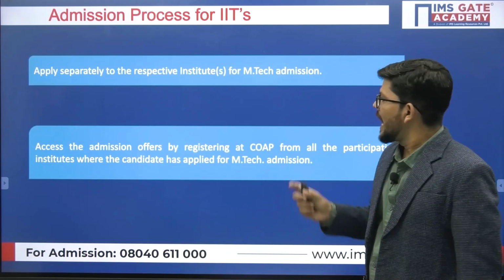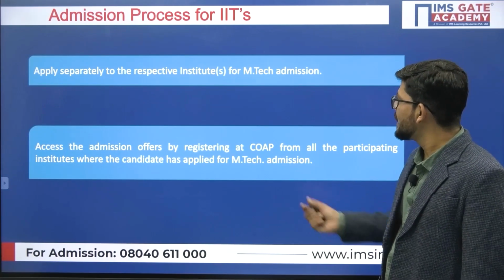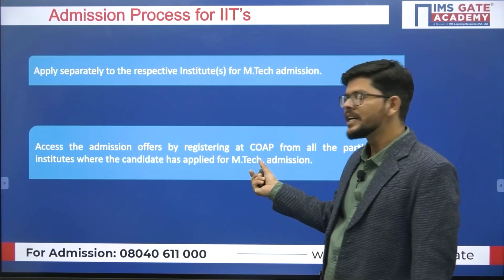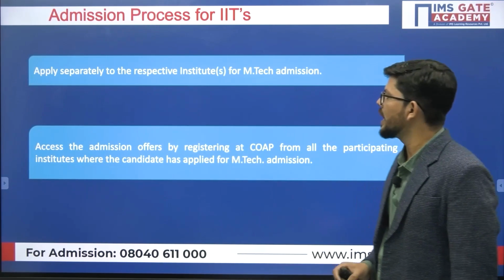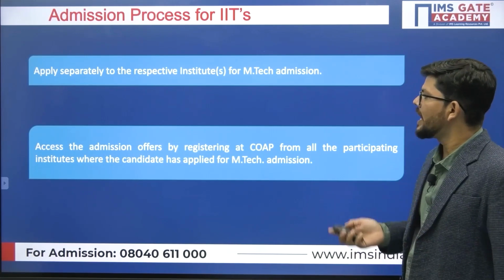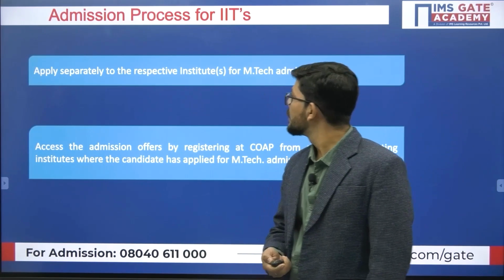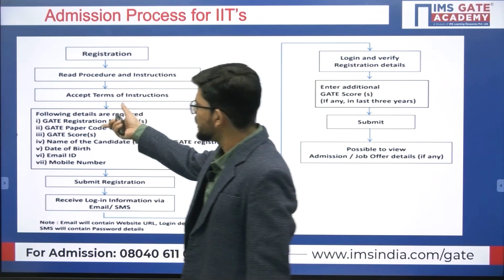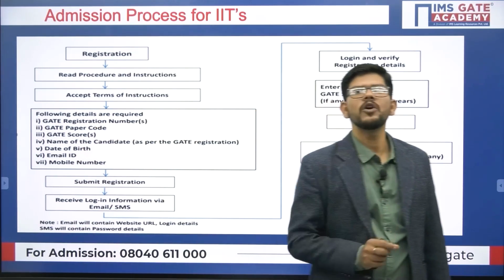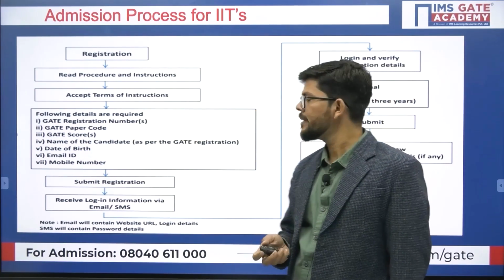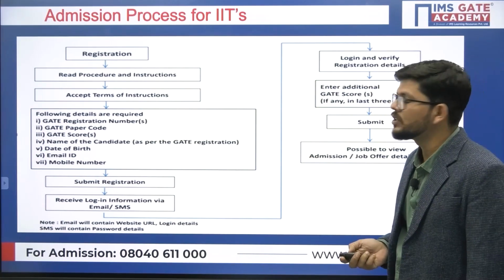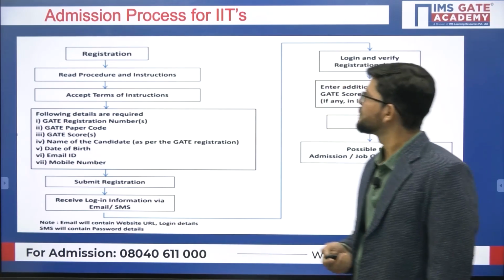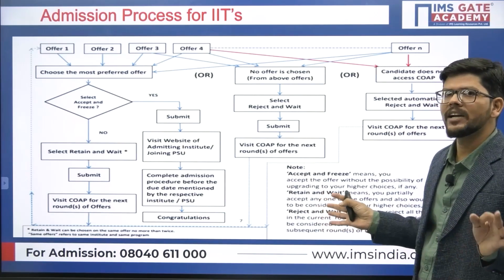And after that, you access the admission offers by registering at COAP. This is conducted by IIT Delhi. So this is a centralized process where you can access the admission offers by participating institutes. First of all, you have to register yourself with the help of these documents, and the most important document is your GATE scorecard. Okay. So first of all, you have to register into COAP, and then you will be eligible for the process.